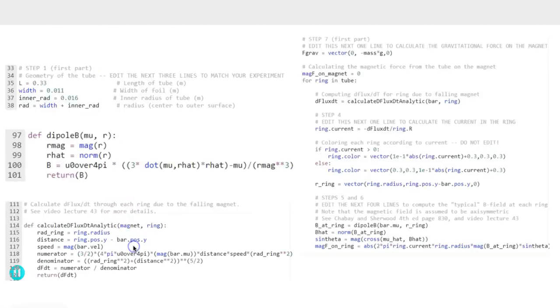So this is my code that I inputted through Colab script. The length of the tube, the width, the inner radius, and the total radius were all values from before that I just plugged in. Then I calculated the magnetic field, which is just the Biot-Savart law. And then I found the time derivative of the flux through each ring due to the falling magnet. And then on this side, I calculated the gravitational force and the magnetic force.